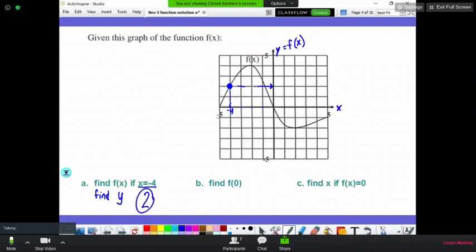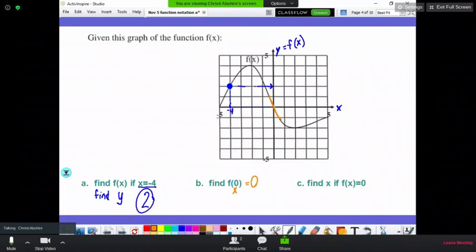On B, asking the same kind of question in a shorter version. In this version, find f of 0. I already know that x is 0. So I'm going to come over to 0. And it's actually on 0, 0. The curved line actually goes through 0, 0. So it's 0. And C is asking the reverse question, and it might be hard to notice that.